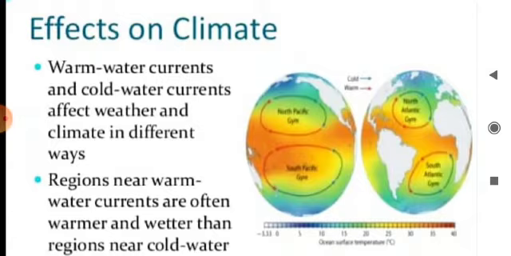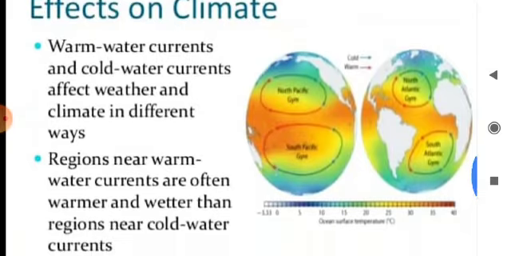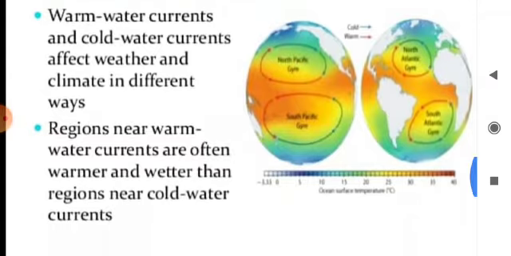Effects of ocean currents on climate. Warm water currents and cold water currents affect weather and climate in different ways. Regions near warm water currents are often warmer and wetter than regions near cold water currents. Okay.